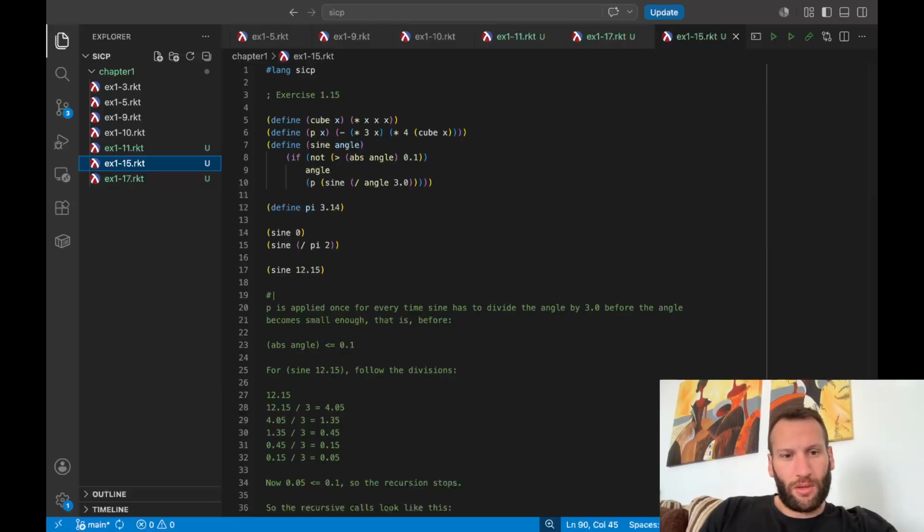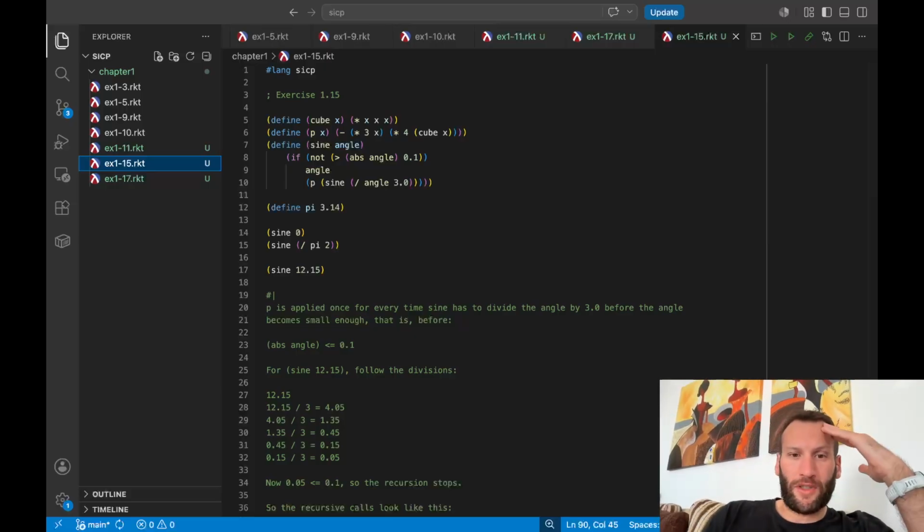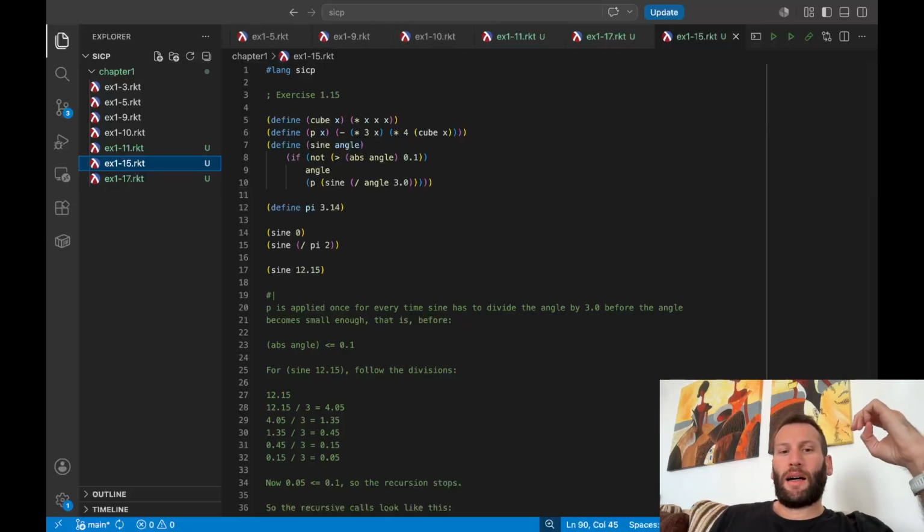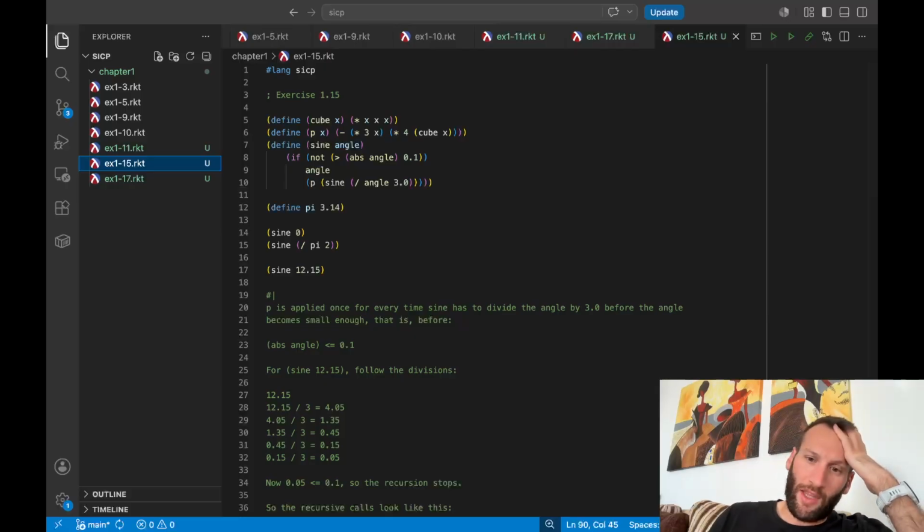and the questions are: how many times is the procedure P applied when sine of 12.15 is evaluated? And the second question is: what is the order of growth in space and number of steps, so complexity of time and space, as a function of a used by the process generated by the sine procedure when sine of a is evaluated?